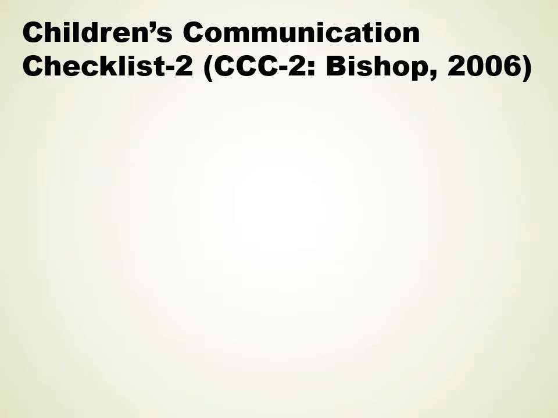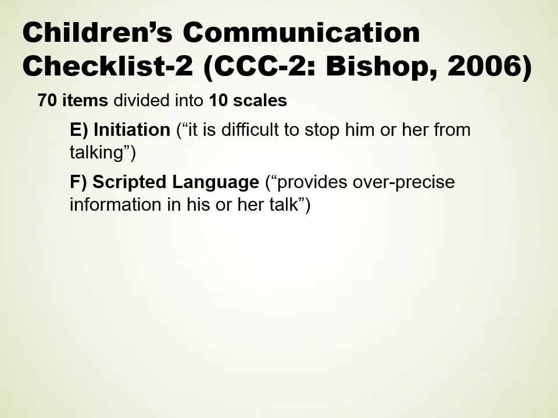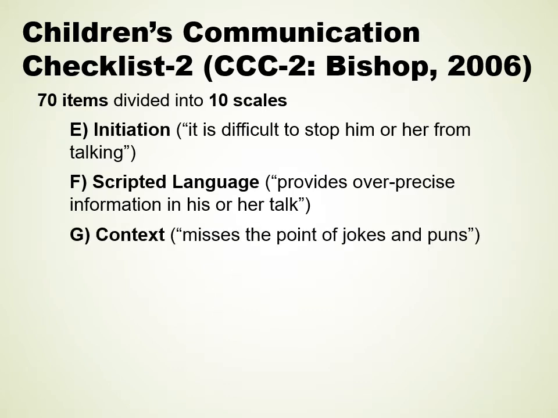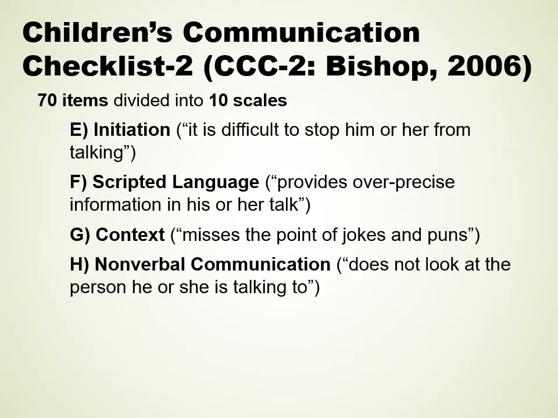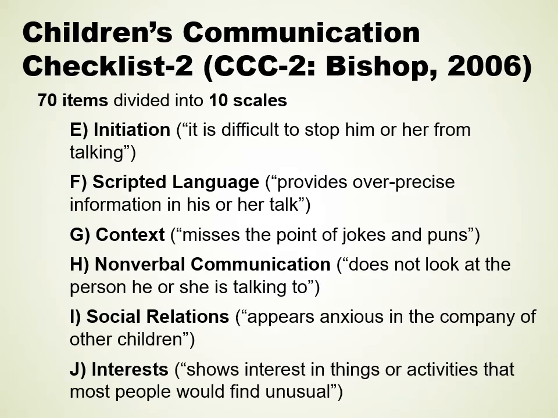Other scales on the CCC2 include initiation: it's difficult to stop him or her from talking. Scripted language: provides over-precise information in his or her talk. Context: misses the points of jokes and puns. Nonverbal communication: does not look at the person he or she is talking to. Social relations: appears anxious in the company of other children. And interest: shows interest in things or activities that most people would find unusual. These latter two scales, social relations and interests, were developed primarily to identify children who may be at risk for the diagnosis of autism spectrum disorder.